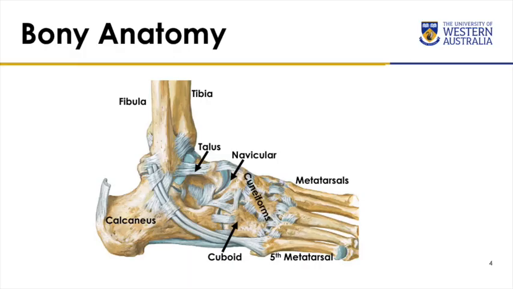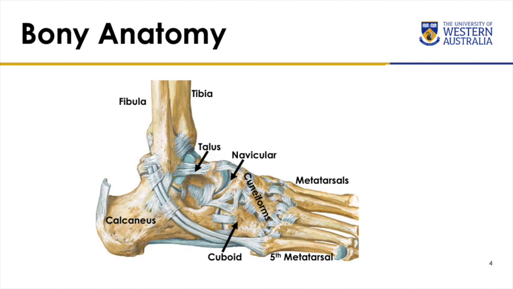The bony anatomy of the foot and ankle is quite complex. There are multiple joints, starting from the ankle with the talocrural joint, the articulations between the tibia, fibula, and the talus. Coming further down, the talus then articulates inferiorly with the calcaneus and anteriorly with the navicular. There is also the calcaneocuboid joint.